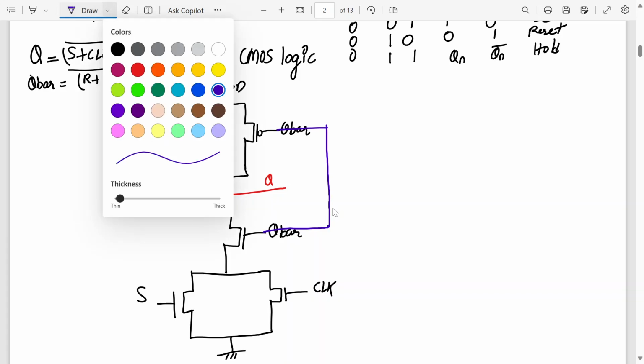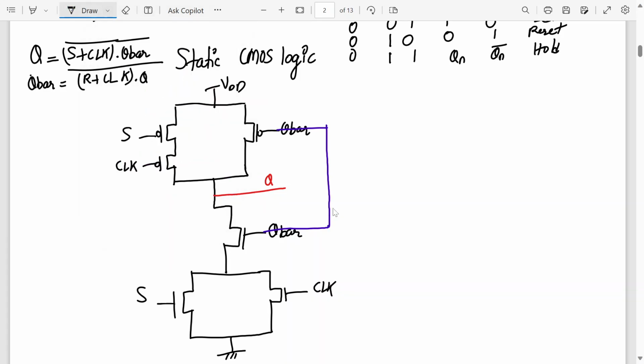Alright, now let us quickly draw the next one on similar lines. Orientation wise I have to put it like this. This will be Q, and then two NMOS transistors will be in parallel with the input R and clock. This is clock, this is R.